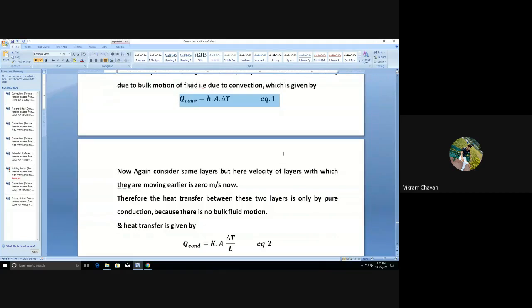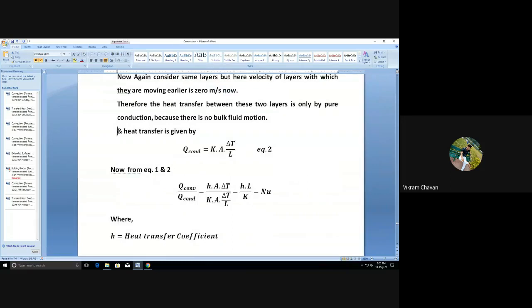And heat transfer is given by q conduction is equal to k multiply by A multiply by delta T divided by L. Okay, so that will be equation number 2.